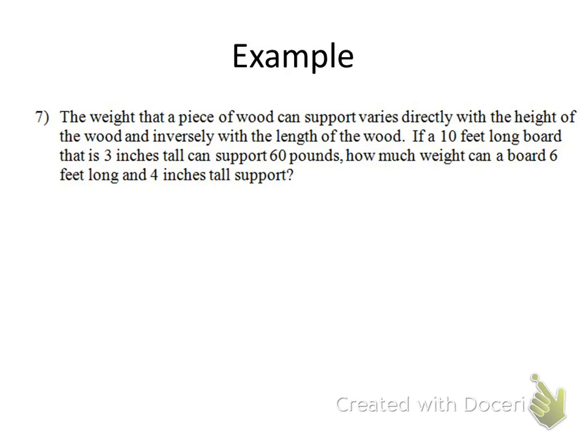So in the next word problem, start underlining words that affect the setup. Start underlining words that are going to become variables. So we see varies directly, we see varies inversely, or we see inversely here. These 2 things are going to affect our setup. Weight, height, length.